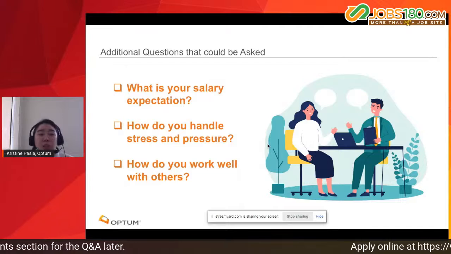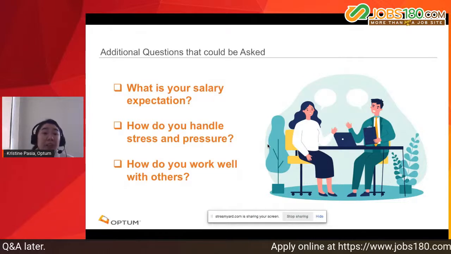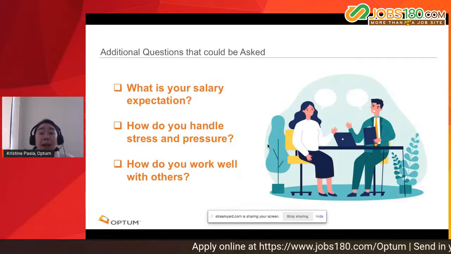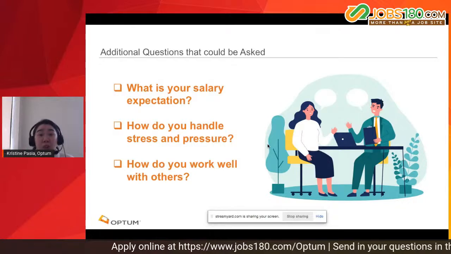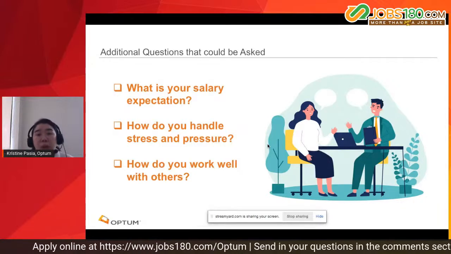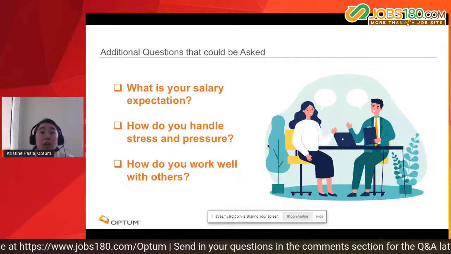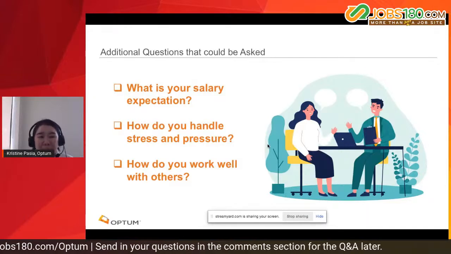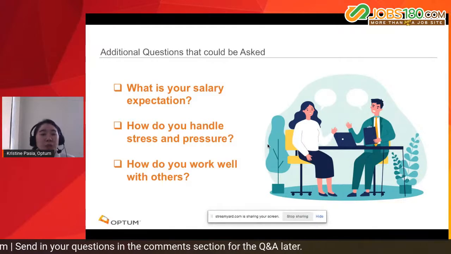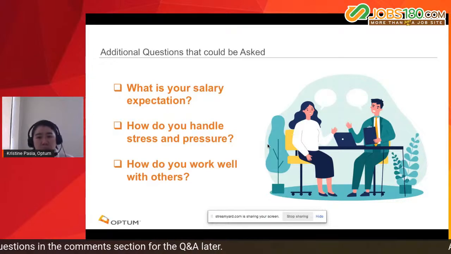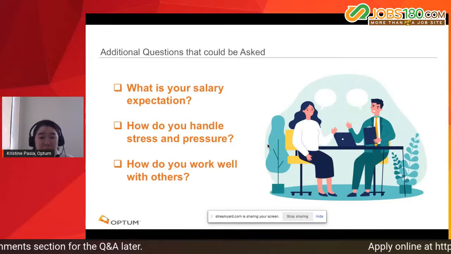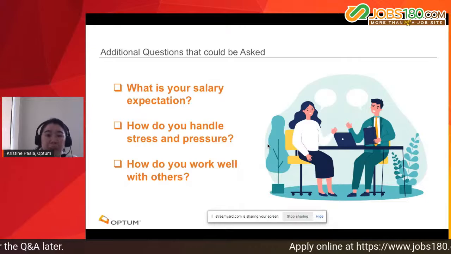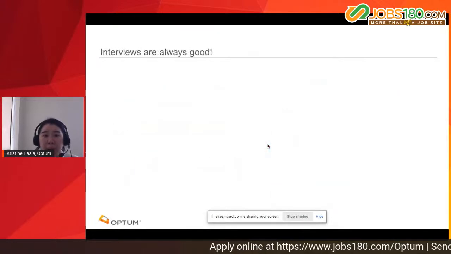And also, how well do you work with others? It's important that you answer this by sharing a situation where you've worked as a team, because the only reason why they're asking you this is they want to see how well you work as a team and how you are as a team player. Now, those are additional questions that could be asked, so I hope that you prepare for them. But again, be very honest and just really understand the position and company that you're applying for.